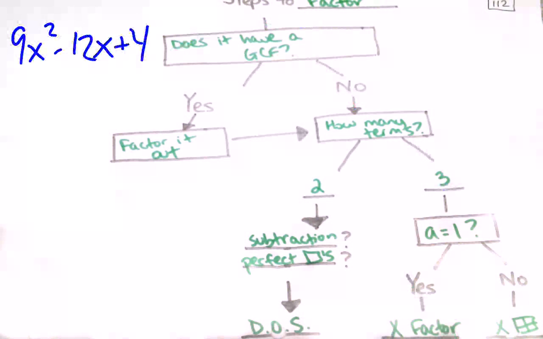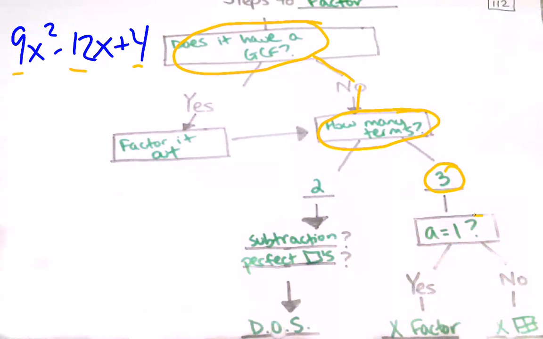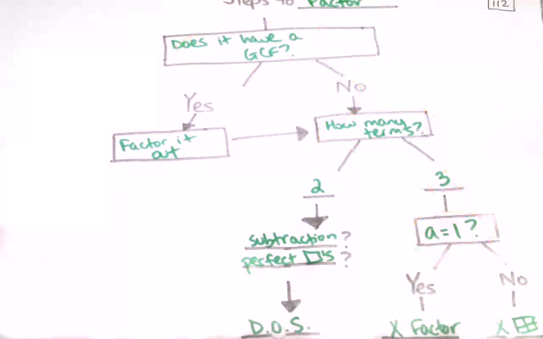Looking at the next one. First, I need to look for a GCF. Is there anything that goes into 9, into 12, and into 4? It has to go into all 3. No. Do I have the same variable in all of them? No. So it doesn't have a GCF, and I say how many terms do I have? 1, 2, 3 terms. And then I need to ask, is a 1? I don't think so. I see a 9 out there, so I would need to factor this using the X box.